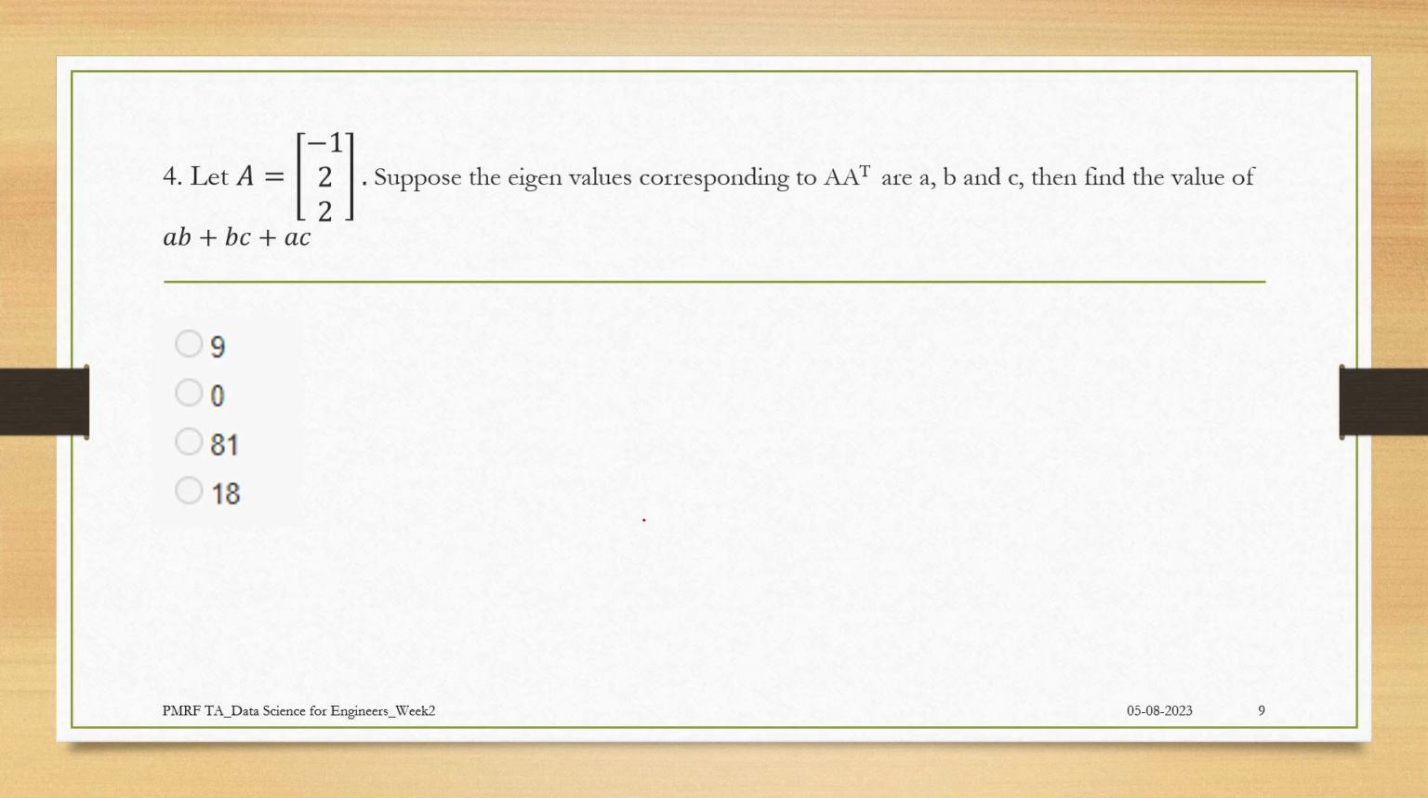So I have a matrix here. A equal to minus 1, 2, 2. What will be A transpose? A transpose will be minus 1, 2, 2 like this. And A into A transpose will be, you can see from here, this is a 3 by 1 matrix and this is a 1 by 3 matrix. So if you multiply both of these, it will come out as a 3 by 3 matrix.